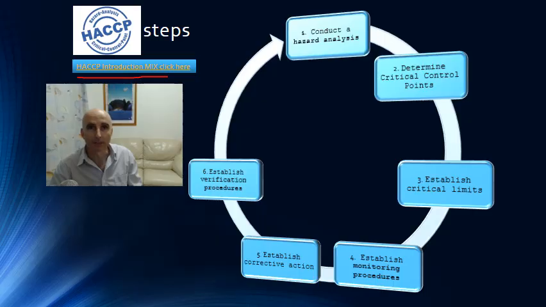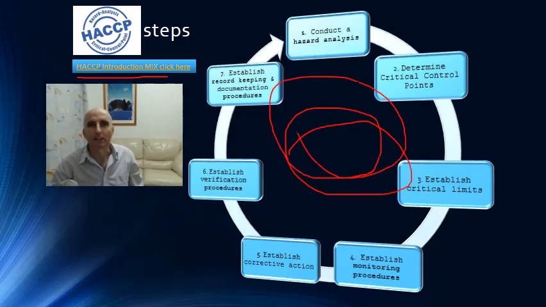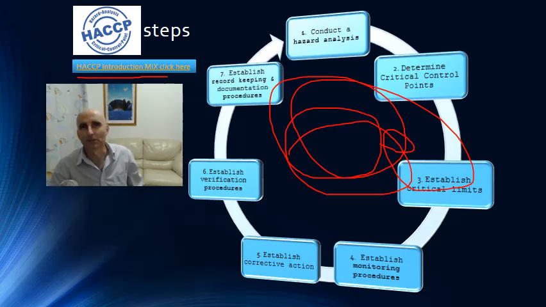Establish verification procedures to continually be evaluating how you're going in your food safety. And finally is to establish record keeping and documentation procedures. And it is a circle, and it keeps going around and around and around as we go in our journey of food safety with HACCP.